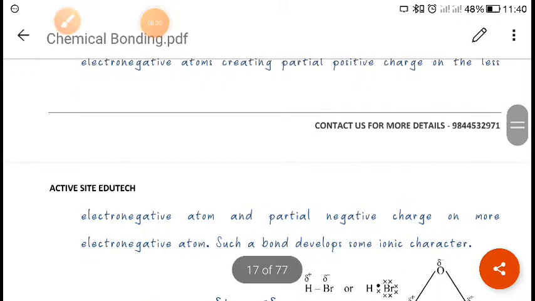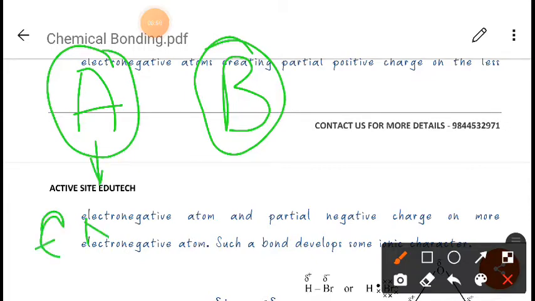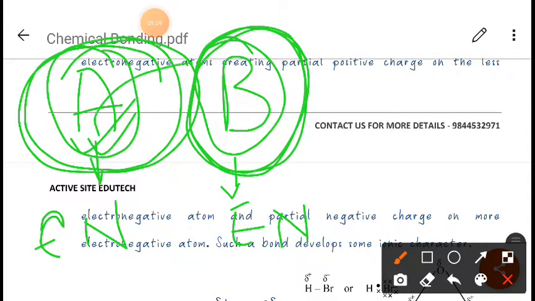So what does it mean? First of all, it is formed between two dissimilar atoms. Next, there will be a difference in their electronegativity, since they are different elements. So they will have different electronegativity, right? So there is an electronegativity difference between them. At that time, if this one is more electronegative, the electron cloud will shift towards this; and if this one is more electronegative, the electron cloud will shift towards this.